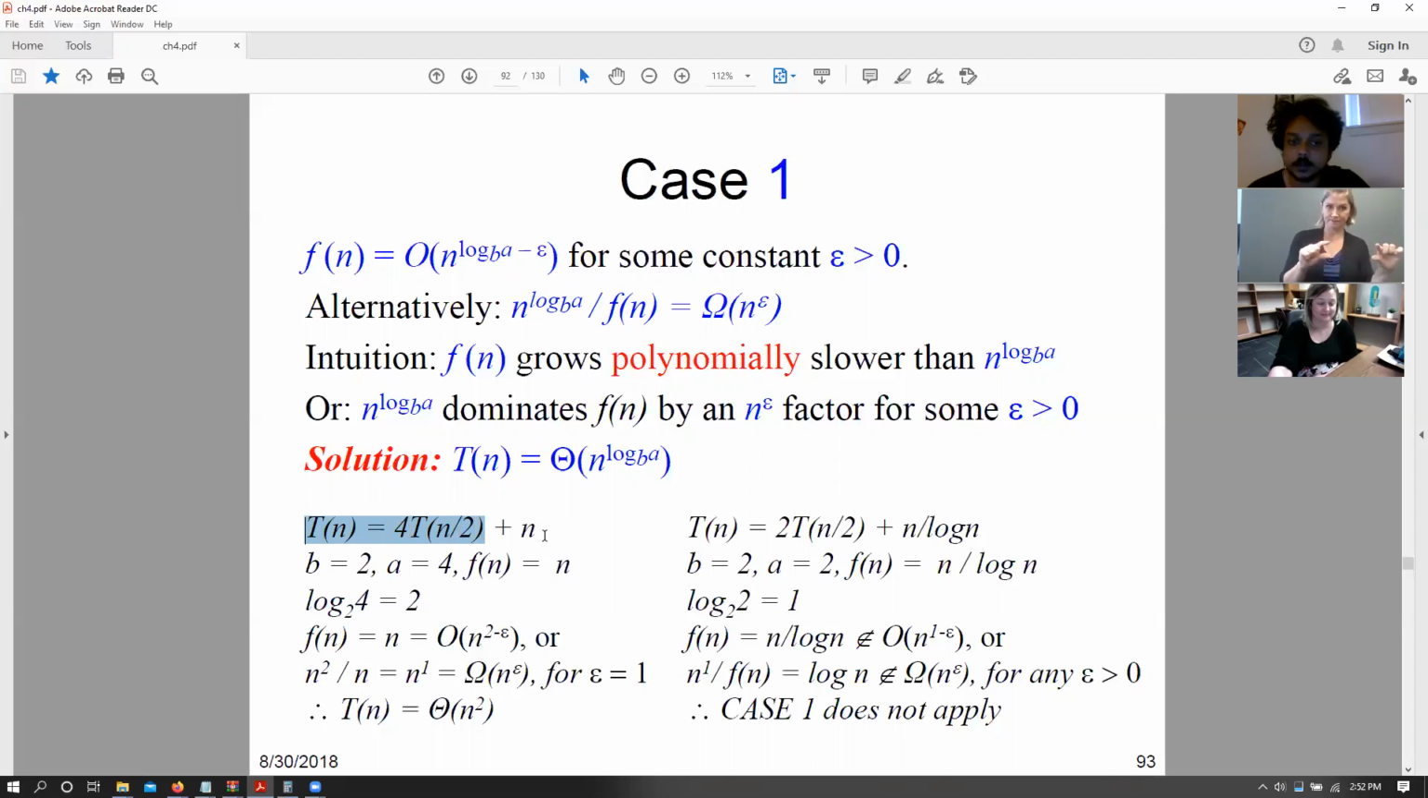Okay, so if we look at an example here, let's say that we have T of n equals 4T of n by 2 plus n, right? So in this case, our b is always what we are dividing it by, so in this case it is 2. Our a is our combining factor, so that is 4. So b is 2, a is 4, and f of n is going to be the merging complexity for this particular problem.